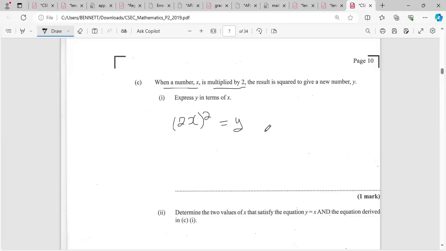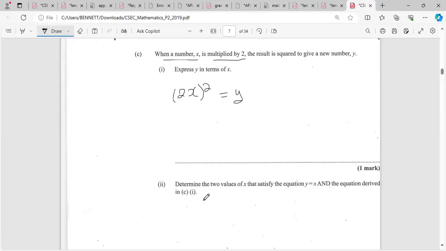That's it, guys. Alright. So now it says, determine the two values of x that satisfy the equation. Look what they say: y equal to x. So what is y? Y is this, right? Y equals x squared. So all we have to do is, because they say y and x are equal, we just equate it to x. And then now we figure out a way we can solve this.